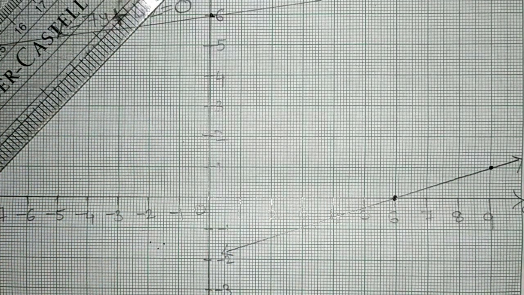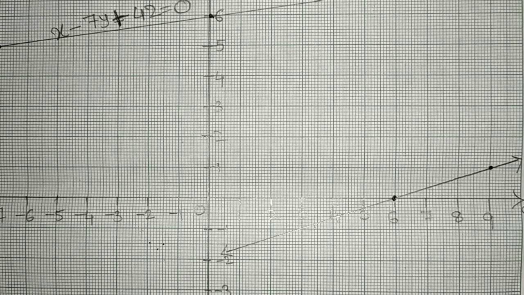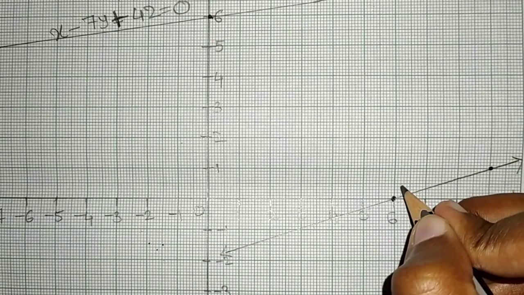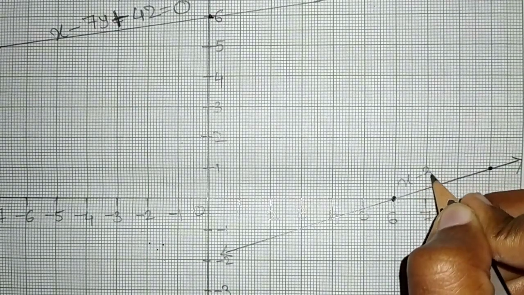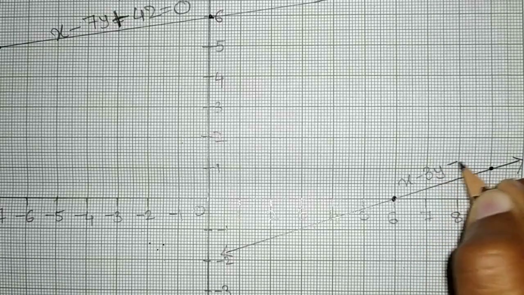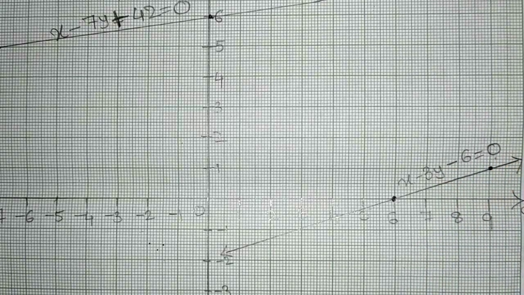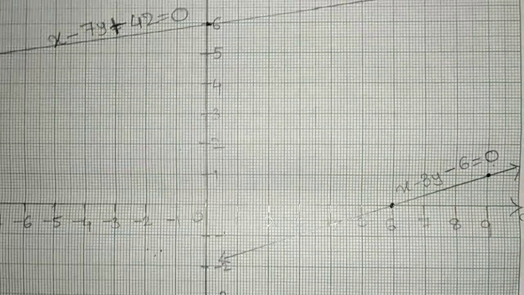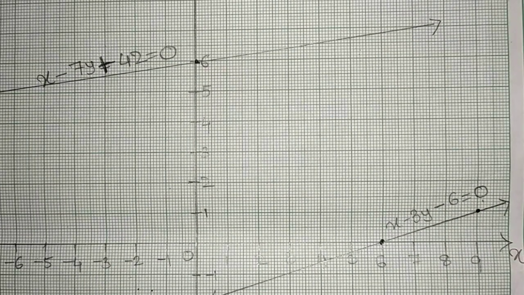Since they have only asked us to represent the equations or the situation graphically, there is no need to make the lines intersect with each other. If they had told us to solve them graphically, then we had to make sure that the lines intersected. But here there is no such need. Just write down the equation here. X minus 3y minus 6 is equal to 0. This is the second equation, and this is the graphical representation of the given situation.